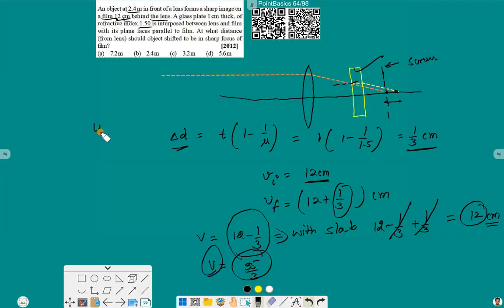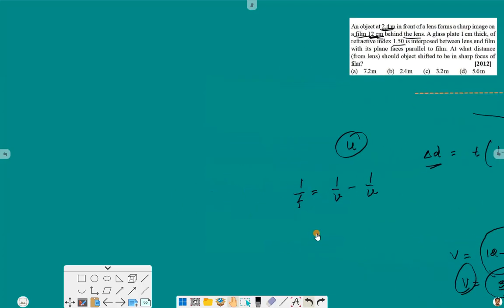So to change the value of V, what we have to change? We have to change the value of U. So we have the new value of V. Using the lens formula, 1 by F is equal to 1 by V minus 1 by U, we can find out the value of U. And focal length we don't know. So focal length also has to be calculated, and focal length can be calculated using initial values. So let us first calculate the focal length.